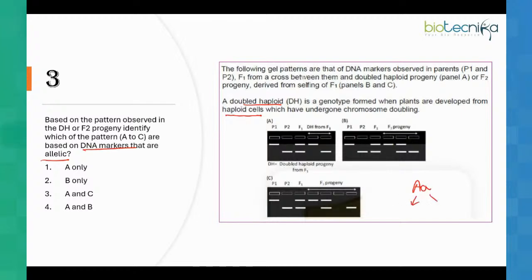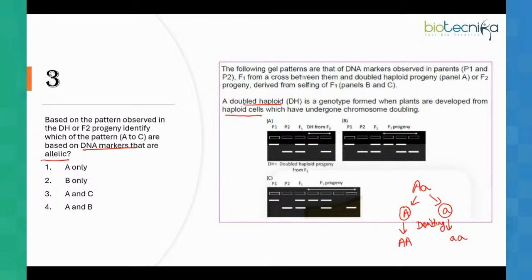Now at the time of gamete formation, the alleles will separate. When the alleles have separated, you have the gametes, which are actually your haploid cells. Now when they undergo chromosomal doubling, that is when you will get the double haploid. So if chromosomal doubling of this cell happens, it will become capital A, capital A. If this cell, it becomes small a, small a.